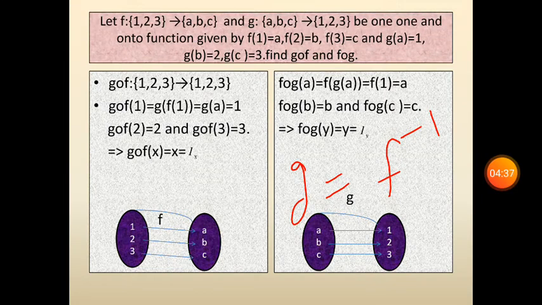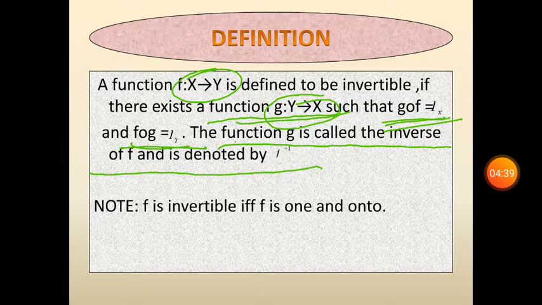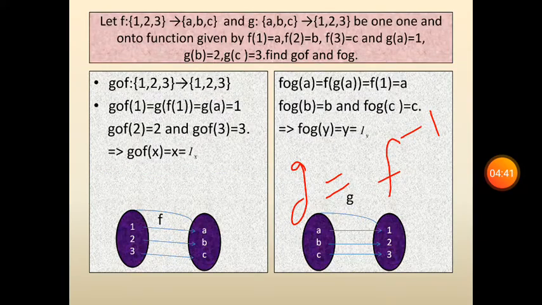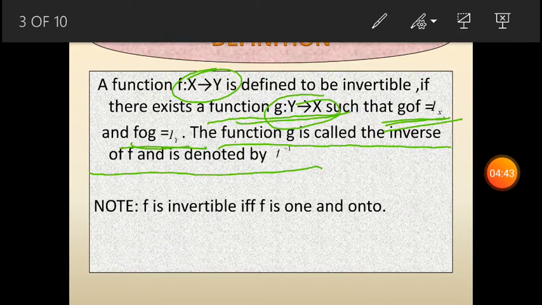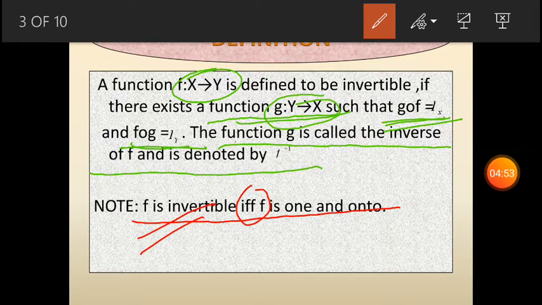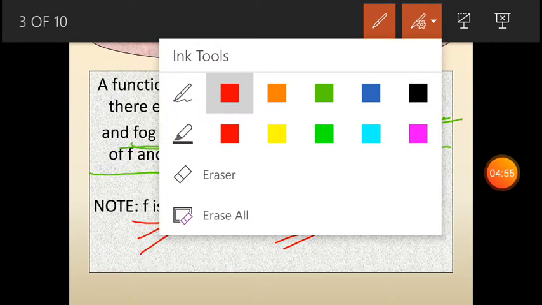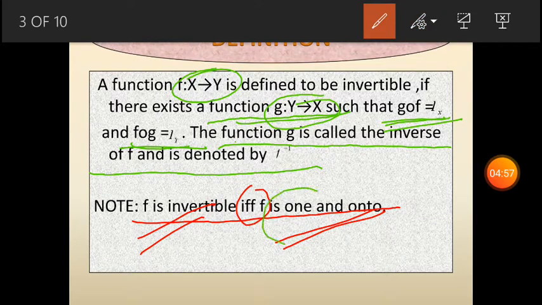So now just pay attention. One thing is written here. f is invertible if and only if f is one-one and onto. What is the meaning of this if and only if? f is invertible if f is one-one and onto. And the second result is, if f is one-one and onto, then f is invertible. Okay. So now we are going to see how to calculate the inverse and how to show that f is invertible.